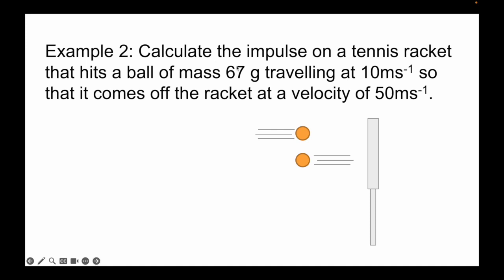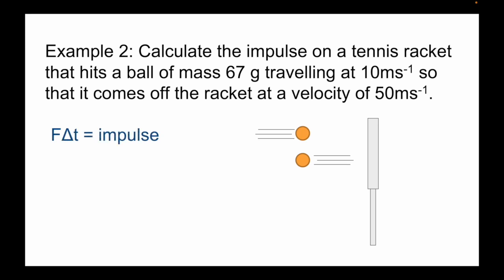If we calculate the impulse on a tennis racket that hits a ball of mass 67 grams traveling at 10 meters per second so that it comes off a racket at a velocity of 50 meters per second. So we're calculating the impulse. Pause it now if you haven't yet. Alright, let's try it now and see what we can come up with.